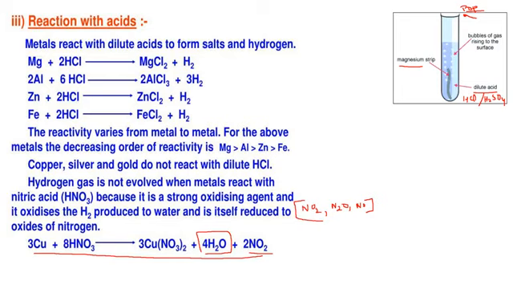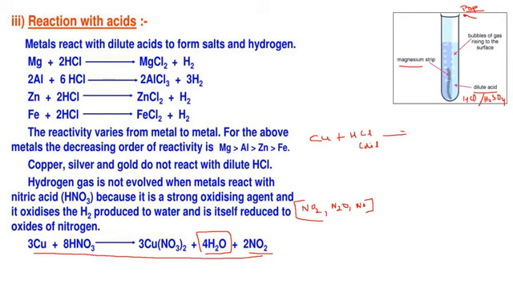So we can see here that hydrogen is going to produce water, and then what will happen? Nitric acid itself will get reduced to any of the nitrogen oxides. That is why dilute nitric acid is not advisable. It doesn't evolve hydrogen gas when it reacts with metal. Clear, students?